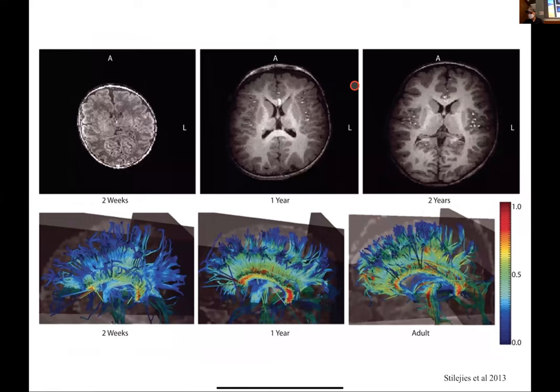This is an example of some research where they're looking at fibers in a 2-week-old, a 1-year-old, and a 2-year-old, and you can sort of see that when you're very young, the brain hasn't really connected itself, right? It's over time, as you're developing, that you really see these brain parts get connected to each other. And this process of the brain connecting itself, making all these connections, the latest estimates, I think, typically say that process, at least biologically, seems to go on until you're about 25 years old.